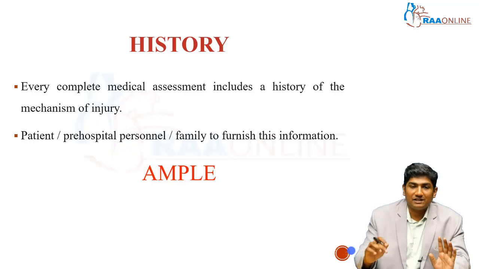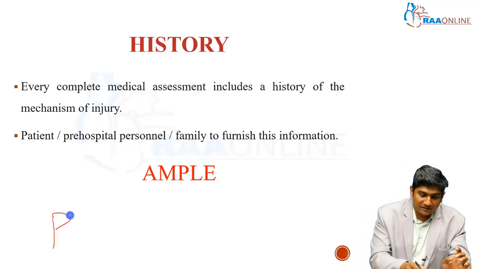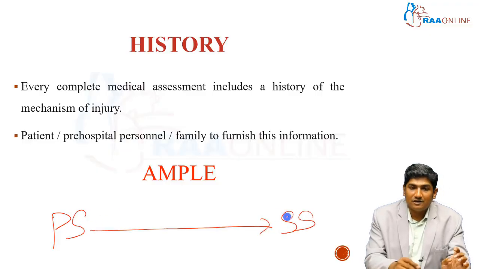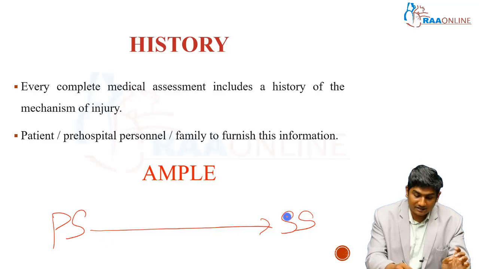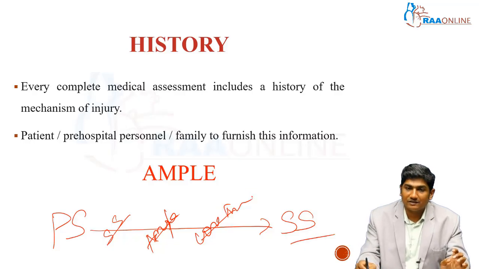Now we come to the history. In history, we call something AMPLE. You are doing primary survey, and after your primary survey and adjuncts, you are switching to secondary survey. During the transition, you're asking for three things. Number one is stable or stabilizing. Only then am I going to secondary survey. Next is AMPLE history. Then consider transfer. Then coming to secondary survey, right? So stable or stabilizing, now AMPLE history.